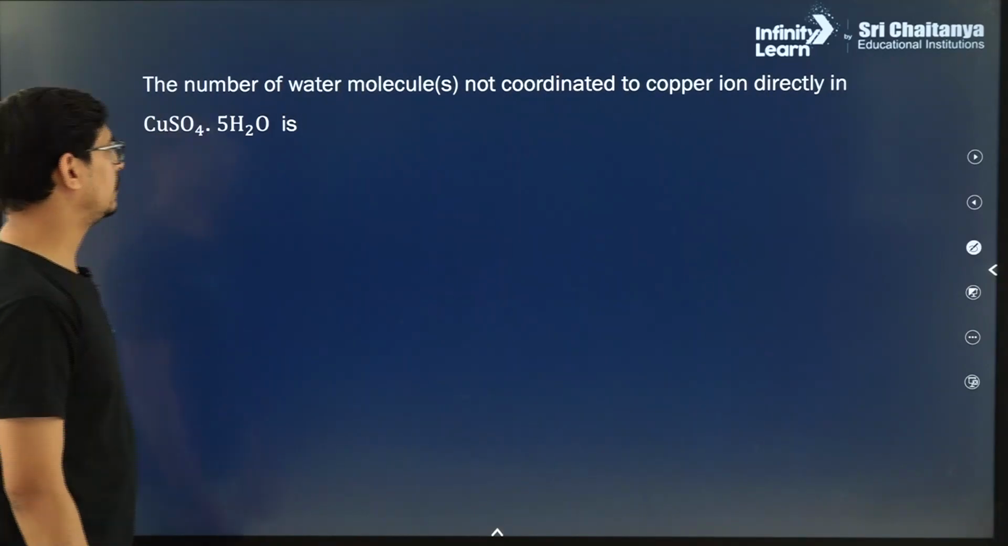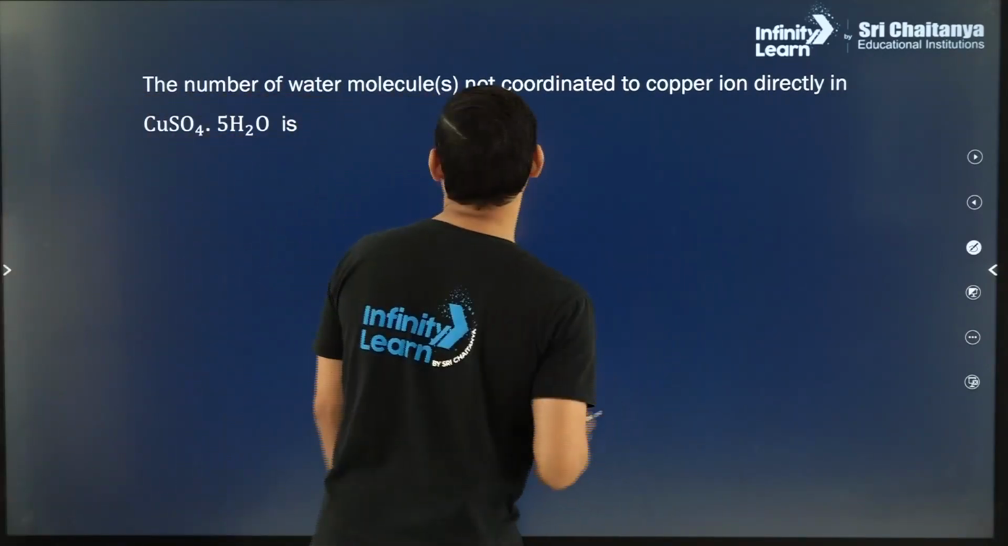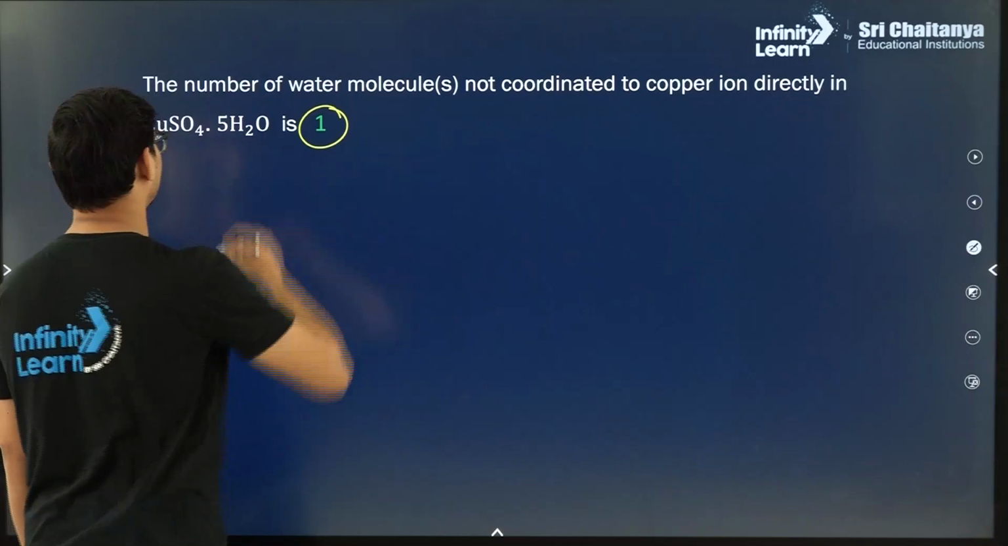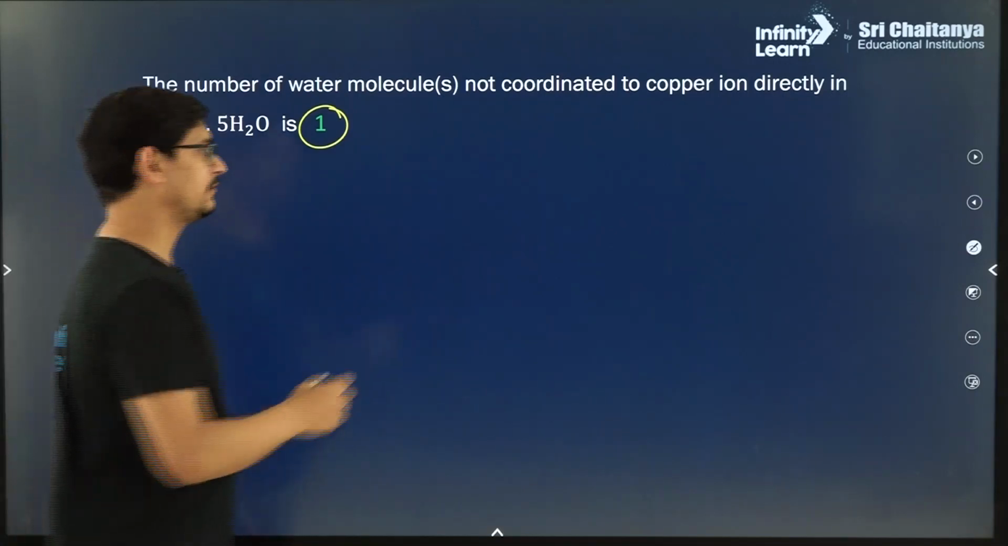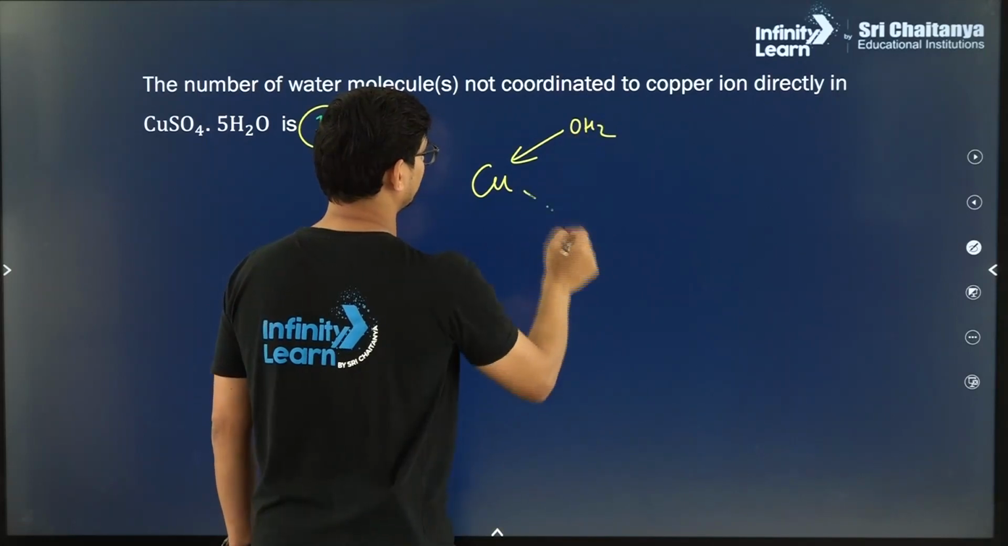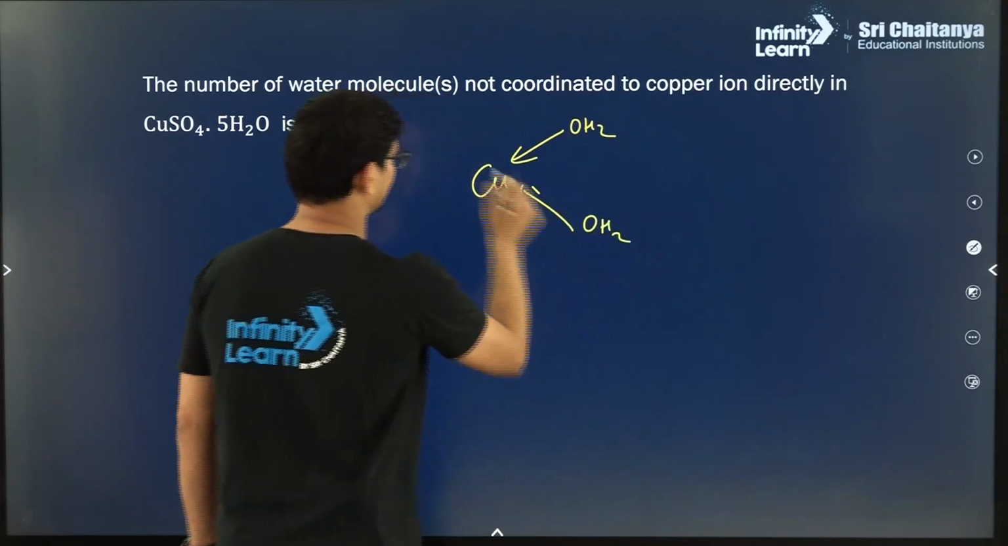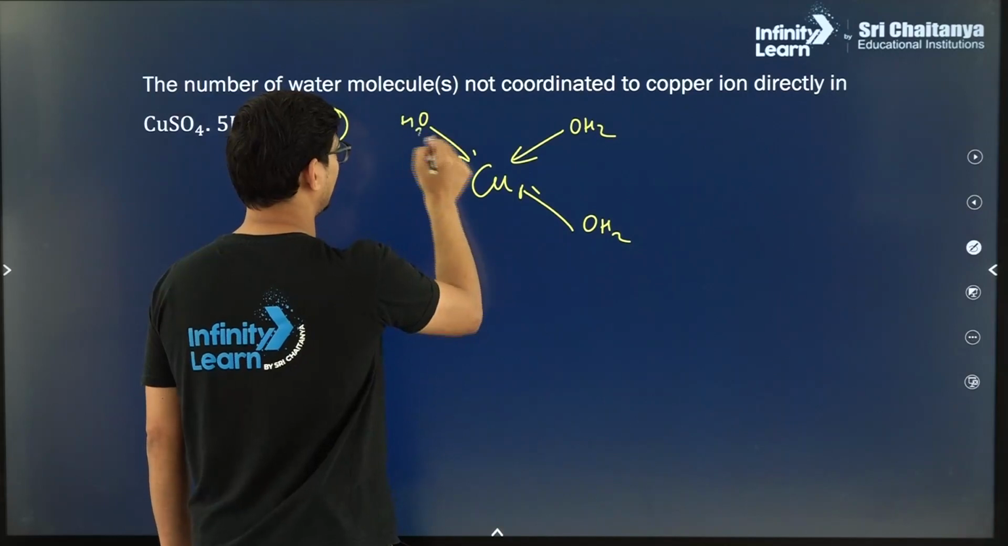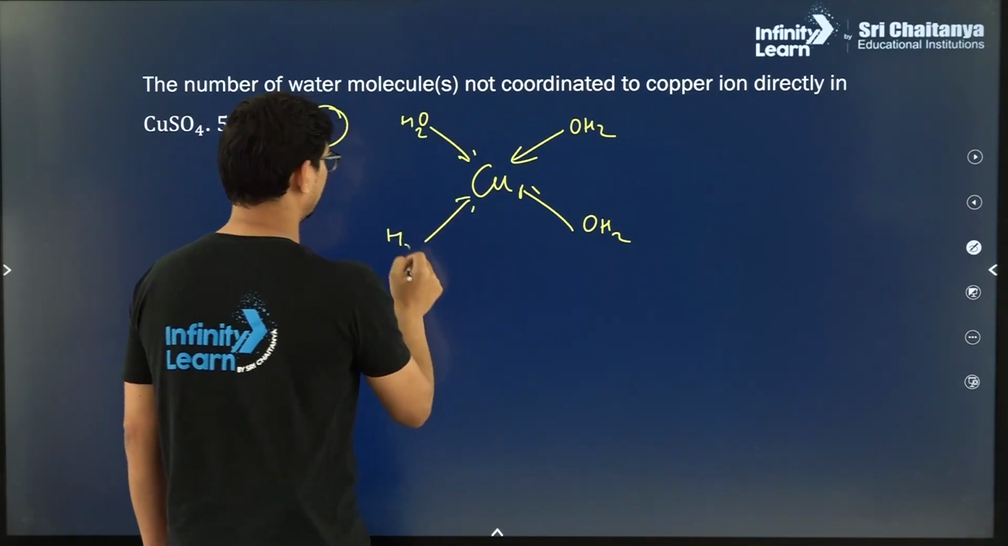Then the number of water molecules not coordinated to copper ion is simply 1, because in copper sulfate dot 5H2O, 4 molecules are coordinated, right, to copper. So 1 molecule that is actually hydrogen bonded, that will be your answer.